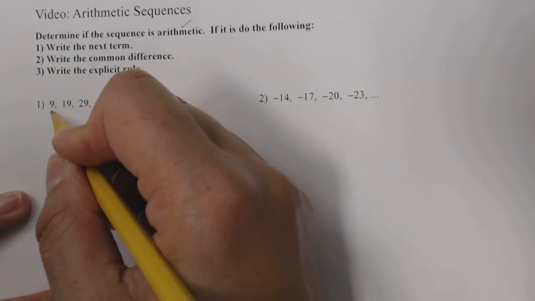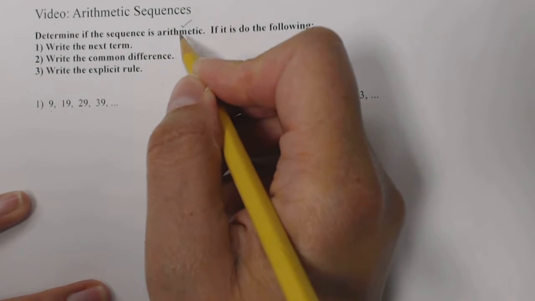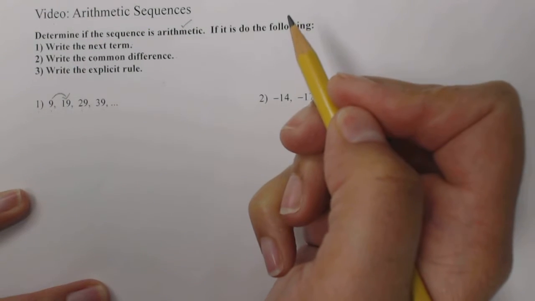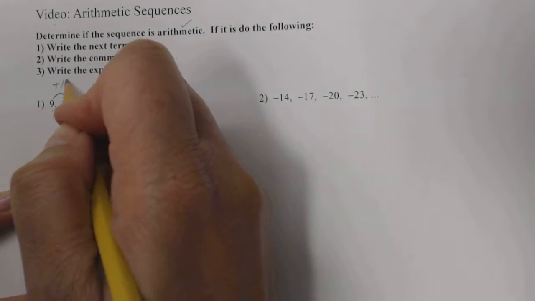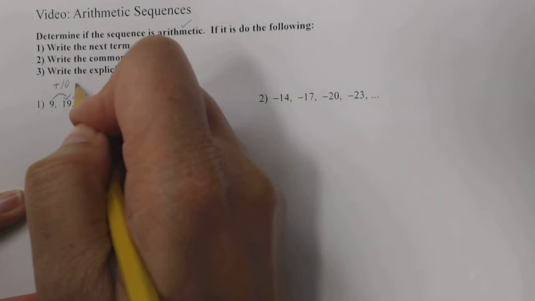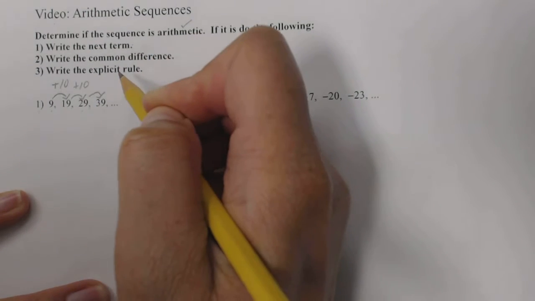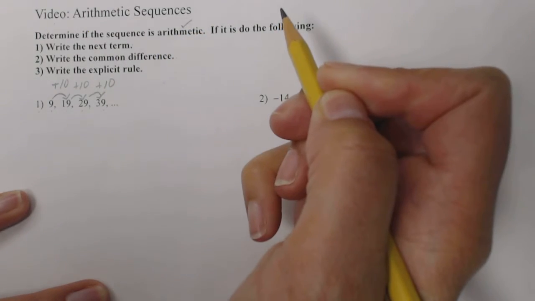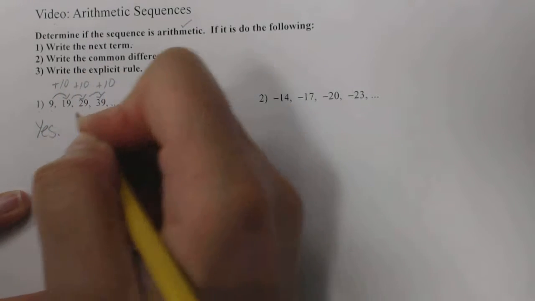This is number 1. 9, 19, 29, 39. So let's determine if it's arithmetic. How do I get from 9 to 19 by using either addition or subtraction? Well, I can add 10. Let's see if it works for this one. 19 plus 10 is 29. And let's see if it works for this one. 29 plus 10 is 39. So I see a common pattern here. So I'm going to say, yes, it's arithmetic.